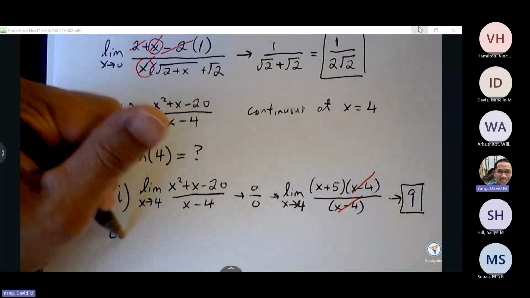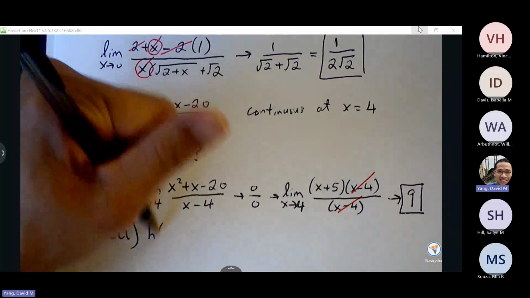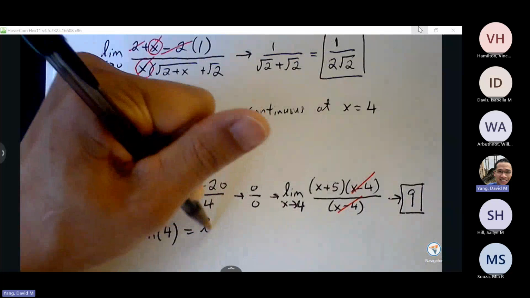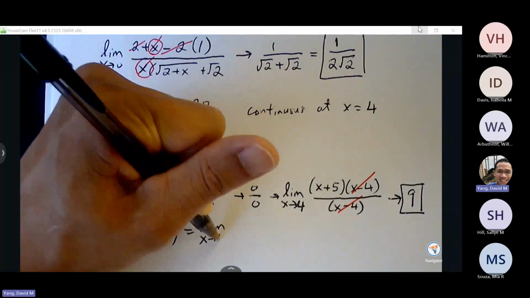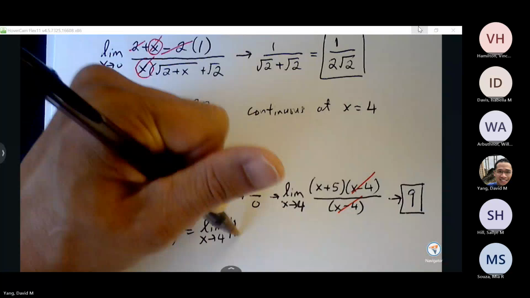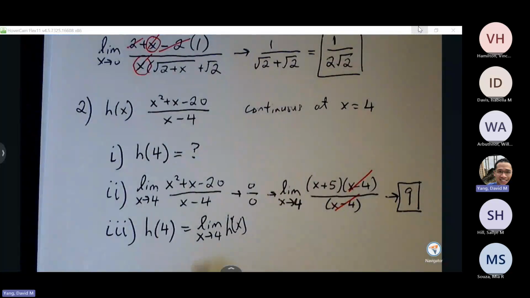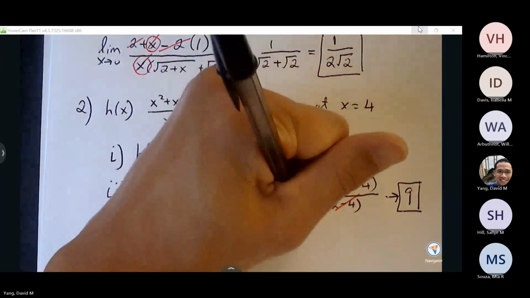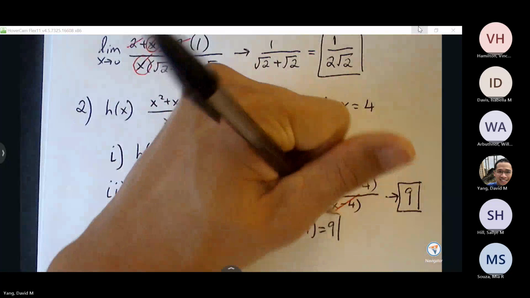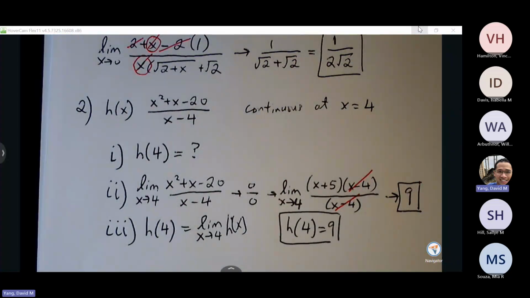Okay, so we have our limit, it passes the test, and we keep going. We're at the third condition. In order for the third condition to work, h of 4 must be equal to the limit as x approaches 4 of h of x. And in order for this to work, h of 4 must be equal to what? 9. Yeah. So if you just step through the continuity conditions, anytime the problem says there's continuity involved, step through your conditions and you'll be able to answer your questions.